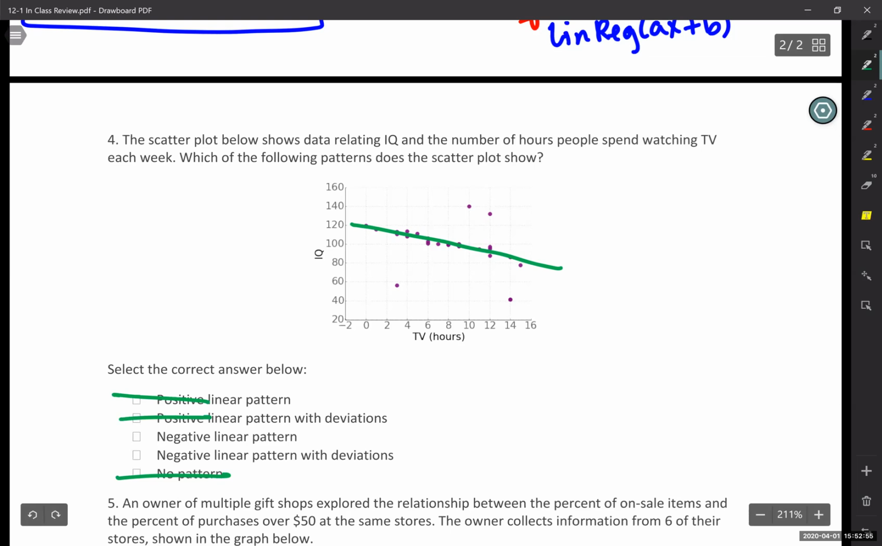So my positive choices are off. And then linear, or linear with deviations. Well, since I do have a few points that definitely jump out, and even here I have a few points here and there that don't exactly match up, it definitely has some deviations. It doesn't have a lot, but it has some deviations.